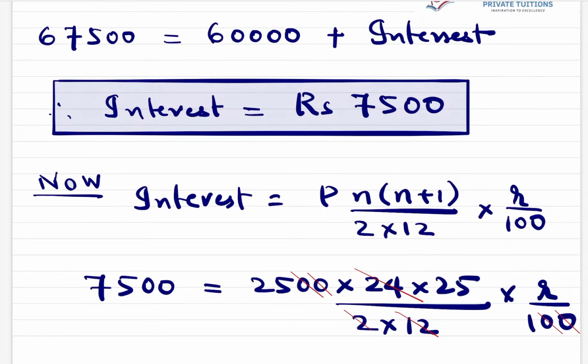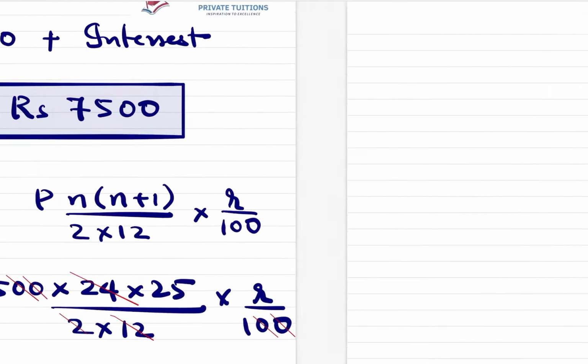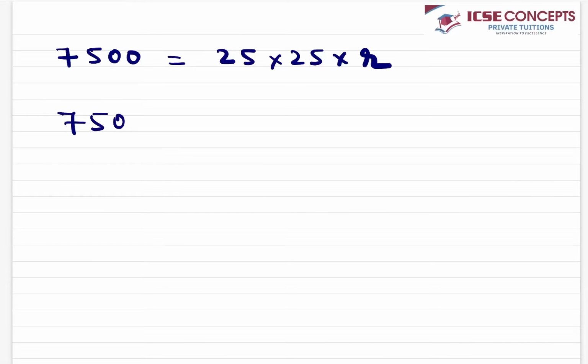So what do you have? 7,500 is equal to 25 into 25 into R. So I can write that 7,500 is equal to the terms left after cancellation, 25 into 25 into R. So this becomes 7,500 upon 25 into 25 is equal to R, right? So again you can cancel.